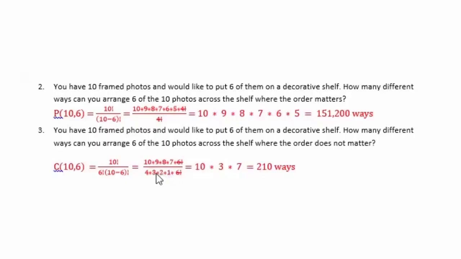Notice that I have the 10, then I cancel out the 3 with the 9 to get a 3, and then I have a 2 and a 4 here in the denominator that cancel out with the 8, so I'm left with a 7. Again, you could just plug and chug this in a calculator if you wanted to, but in any case, you're going to end up with 10 times 3 times 7, or 210 ways.